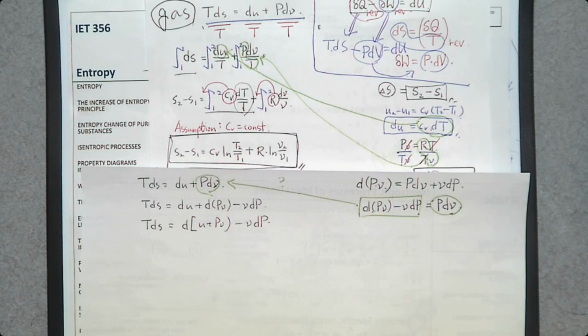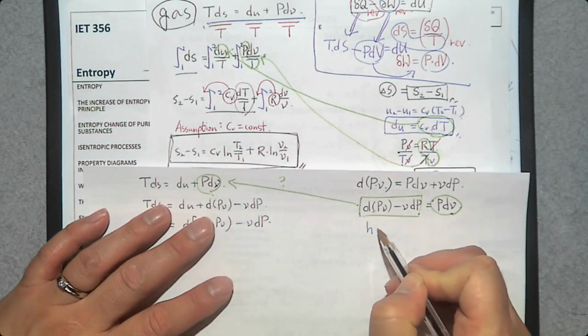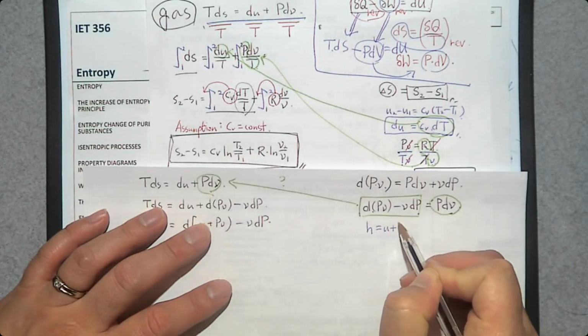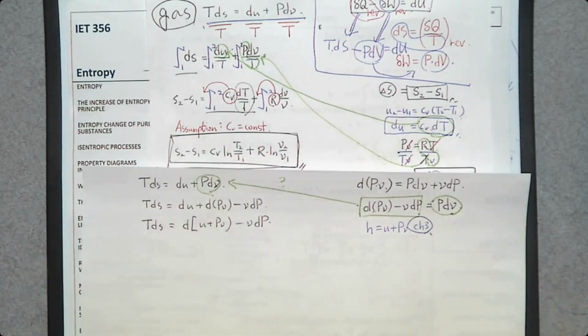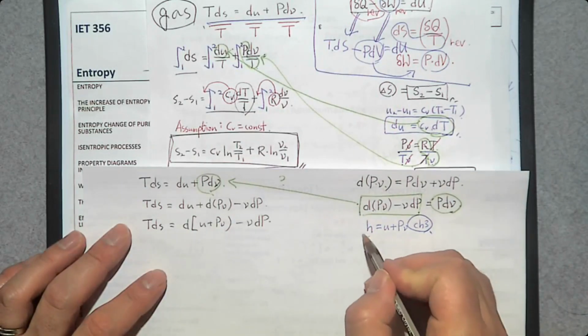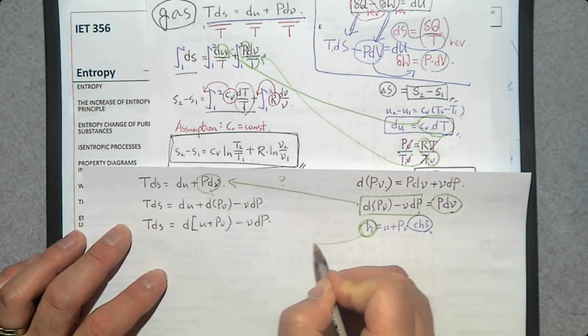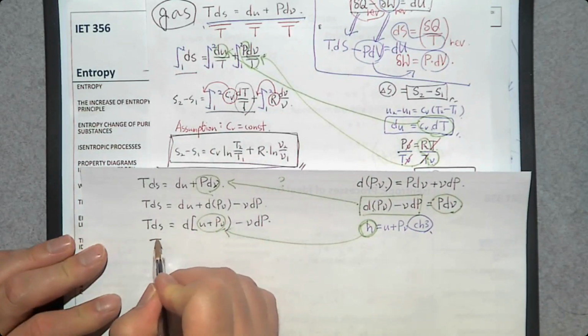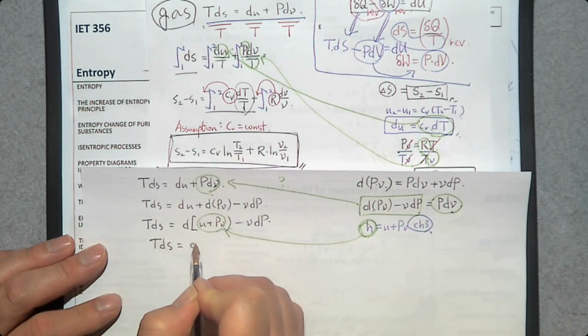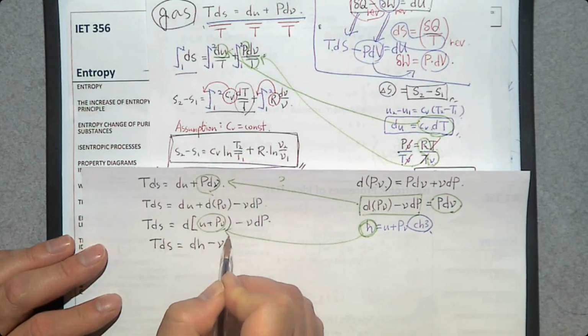What is the definition of enthalpy H? U plus PV from chapter 3, right? So we have a U plus PV. Can we replace this U plus PV with H? We can do that, no problem. So we can replace this U plus PV with H. Then we have TdS is dH minus VdP.